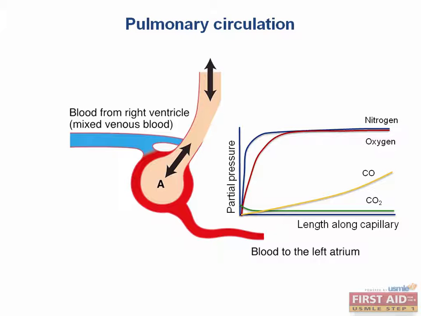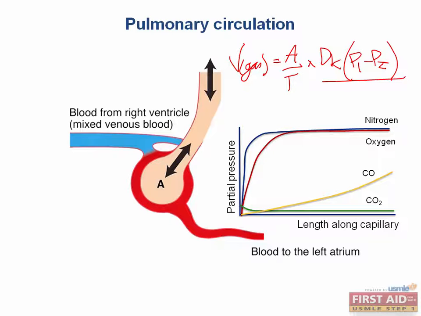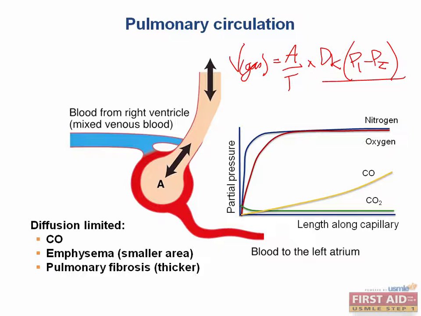Now, what governs diffusion? Take a look at this equation. A is the area, T is the thickness, and this whole term is the difference in partial pressures. Now, for carbon monoxide, blood is not in the pulmonary capillaries long enough to reach equilibrium with the alveolar air. So when else does gas exchange behave this way? Carbon monoxide, obviously, and with oxygen in pathological states in which the gas either has a smaller surface area to diffuse across, such as in emphysema, or has a thicker membrane to diffuse across, such as with pulmonary fibrosis.